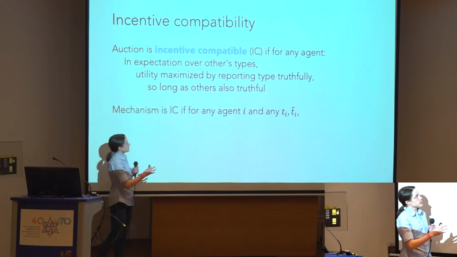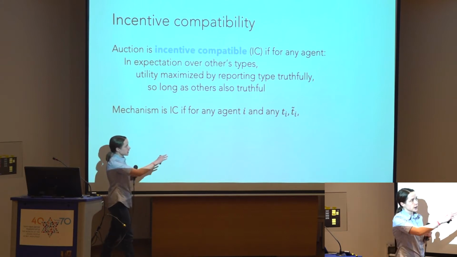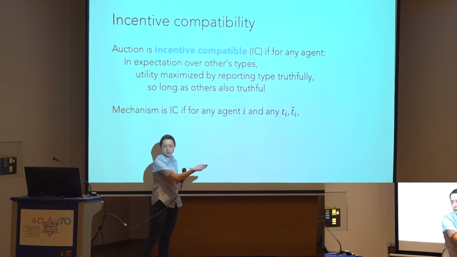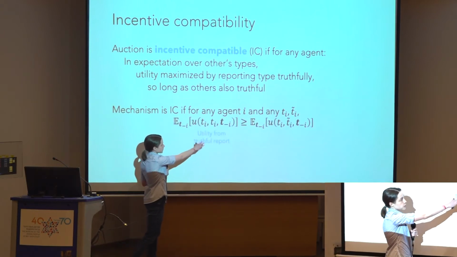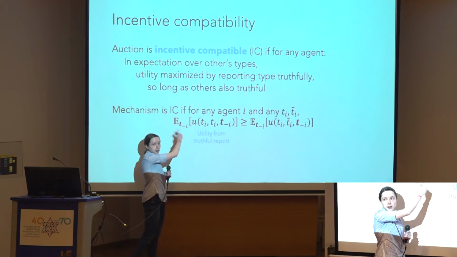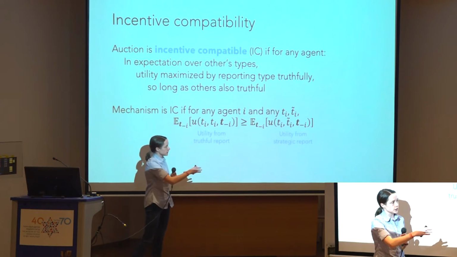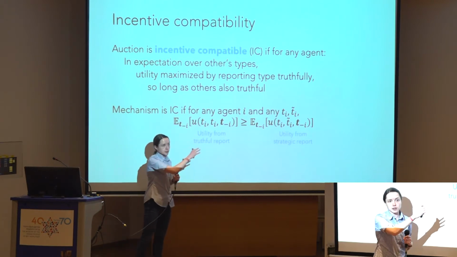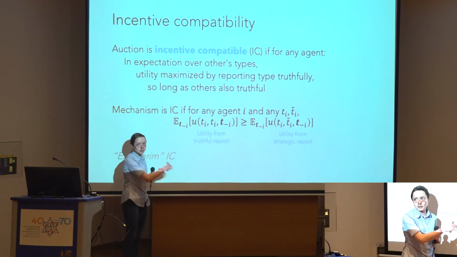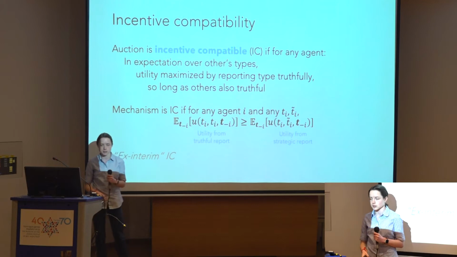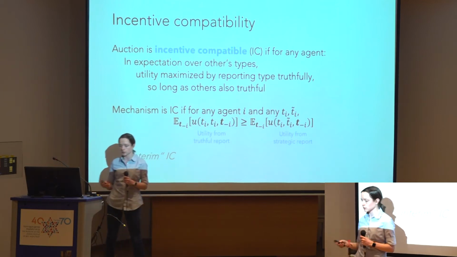So a mechanism is incentive compatible mathematically if for each agent I, any true type Ti and any reported type Ti tilde, their expected utility from reporting truthfully, in expectation over the other agents' bids, is at least their utility from reporting strategically with a type of Ti tilde. You might recognize this as the ex interim notion of incentive compatibility. We also look at ex ante in the paper, but I'm just going to focus on ex interim in this talk.